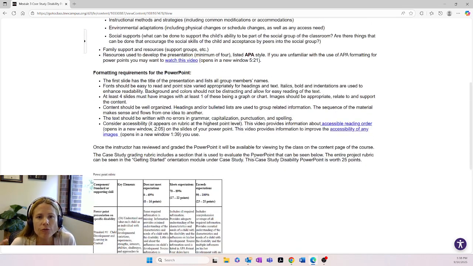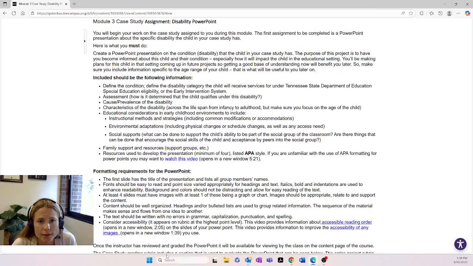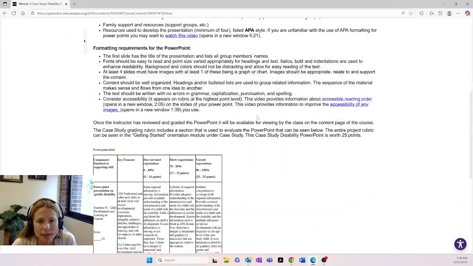Now, here are the formatting requirements for your presentation, regardless if you're using PowerPoint or not. The first slide should have the title of the presentation, which will be the case study disability, and then it has your name, okay? Since you're not doing it in a group because we're not in class, and this is an online course, you're going to just put your name. Make sure your fonts are easy to read. Use ones that are accessible. Be mindful of headings, italics, those sorts of things, okay? And be careful of your colors.